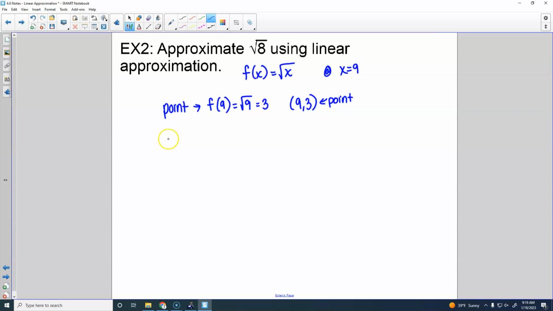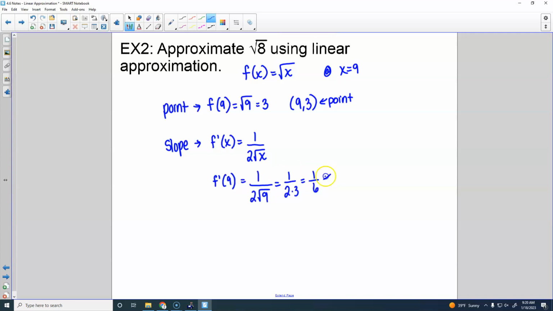So once you have a point, which it really doesn't matter the order that you do this in. We did the slope first last time. To find the slope of a tangent line is given to us by the derivative of the function, right? We already found this derivative in the last problem. F prime of x is 1/2 x to the negative 1/2, which ends up being 1 over 2 square root of x. And we are looking at x equals 9. So f prime of 9 is going to be 1 over 2 square root of 9, which is 1 over 2 times 3, which will give us 1 over 6.